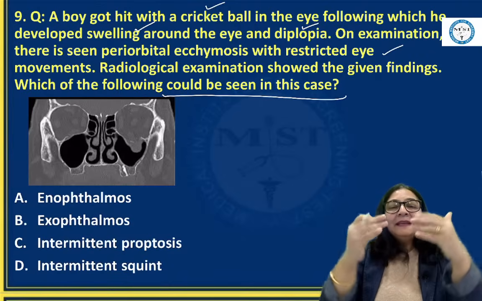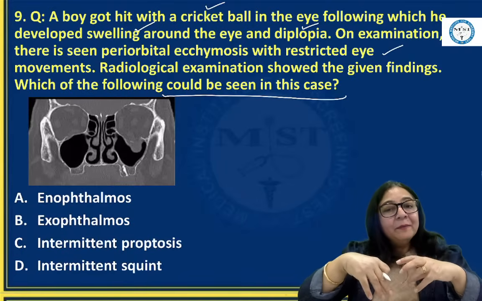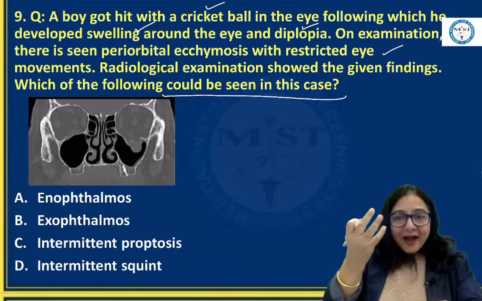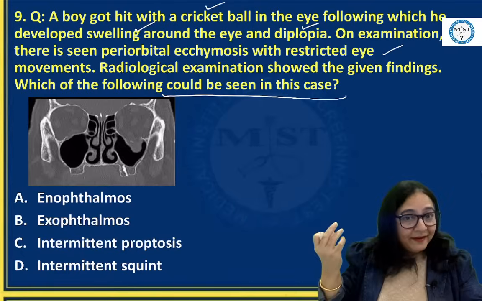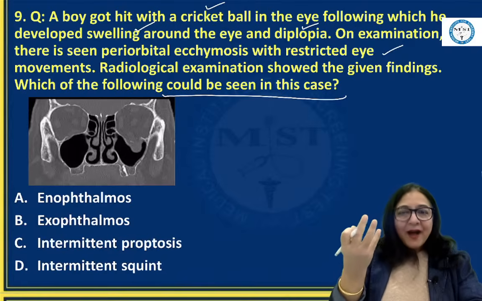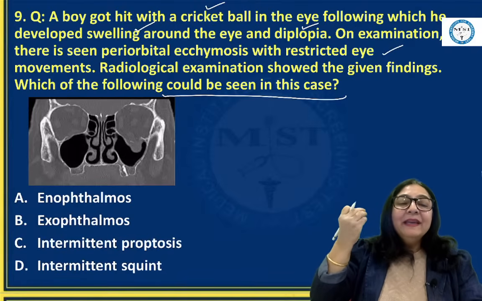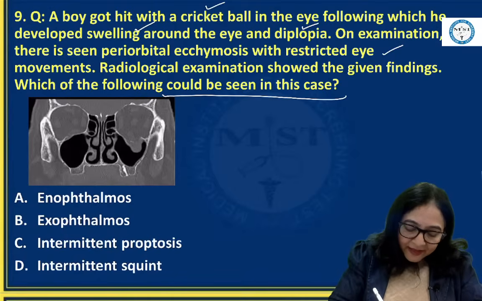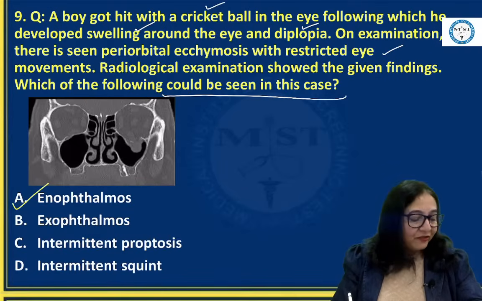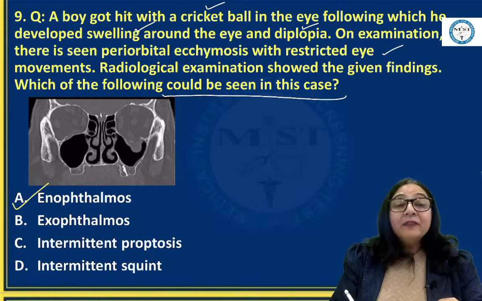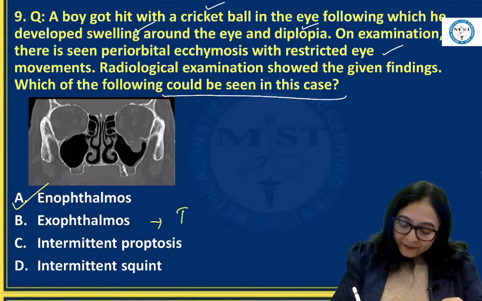So when the orbital contents are partly herniating into the maxillary antrum, it means the volume in the orbit will reduce. So the eyeball will go inward, right? Part of the contents have gone into the antrum, so there will be inward displacement of the eyeball. So that will be causing anophthalmos. So orbital floor fracture is one of the common causes of anophthalmos. Correct?